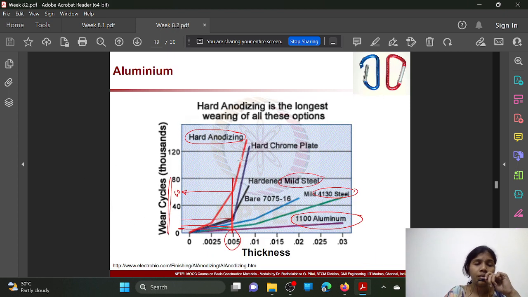And this is a graph between wear cycles versus thickness, and hard anodizing is the longest wearing of all these options. Like this hard anodizing, this hard chrome plate, these are the different types of anodizing process. When you consider the hard anodizing process, the aluminium can resist more wear cycles. Some thousands of wear cycles can be resisted by this hard anodized aluminium.